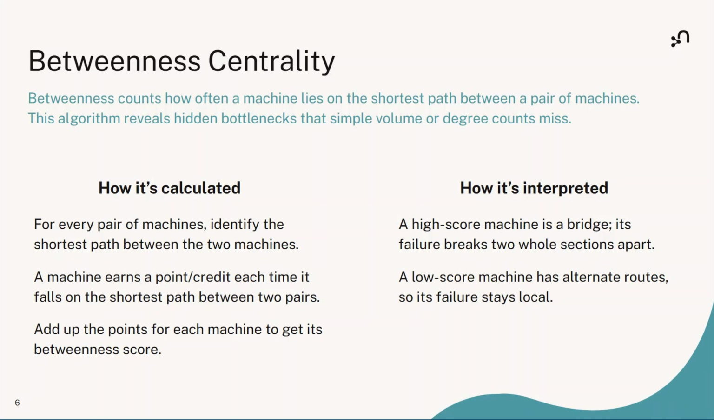So for each pair of machines, we identify the shortest path between the two machines. Then a machine earns a point if it falls on the shortest path between two pairs. Finally, we add up points for each machine to get the betweenness score. A high score for a machine indicates that it's a bridge. A failure could break two whole sections apart. A low scoring machine might have alternate routes, so its failure stays local.